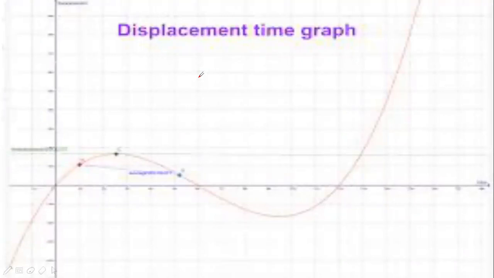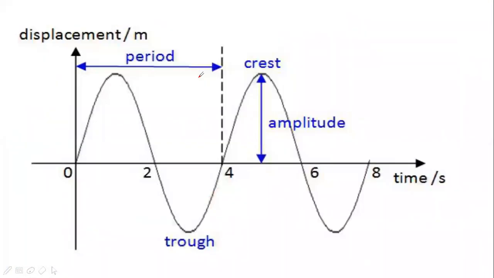This is also a distance displacement time graph which gives you different values of velocity. Here is a displacement time graph which is drawn for simple harmonic motion. It represents the variation in velocity, wave velocity.